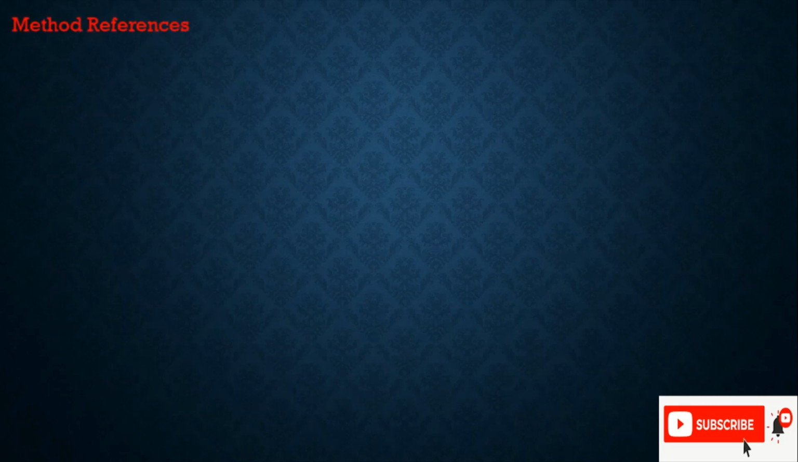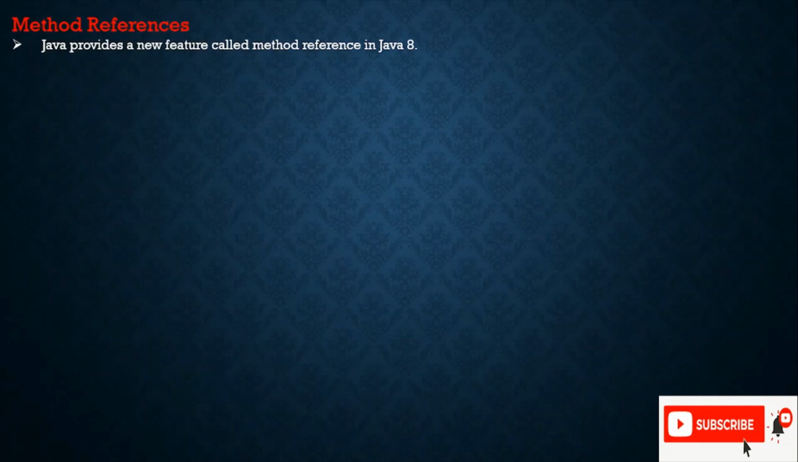Method references. Java provides a new feature called method reference in Java 8. In the first video I have already explained all the features of Java 8, more than 15 features, and this is one of them. Method reference is used to refer to a method of a functional interface. We are going to provide the implementation to the functional interface by using method references. So how can we achieve that?